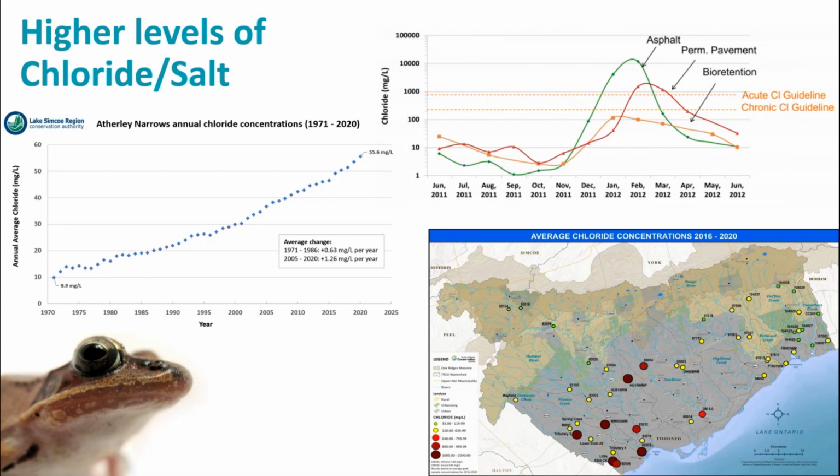In previous years, chloride concentrations greater than that of sea level concentrations, meaning 19,000 milligrams per liter, meaning you can literally taste the salt in the water, have been observed in tributaries of the Credit River, showing our over-reliance on salt and our need to reduce it.